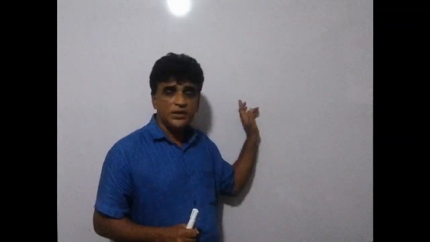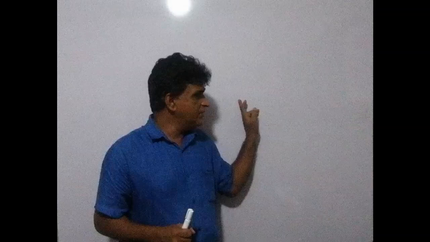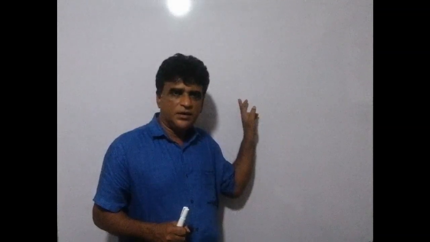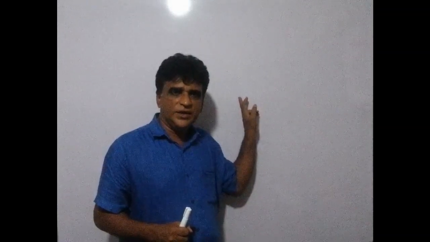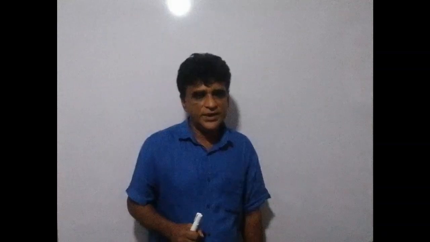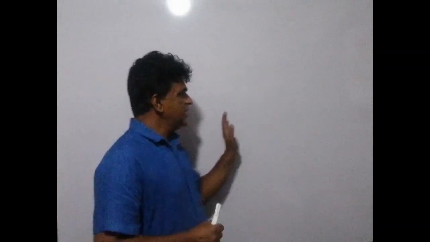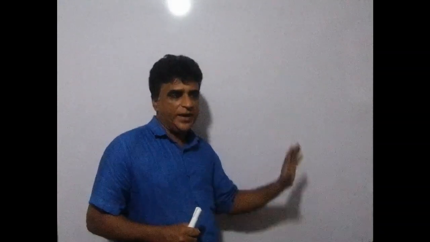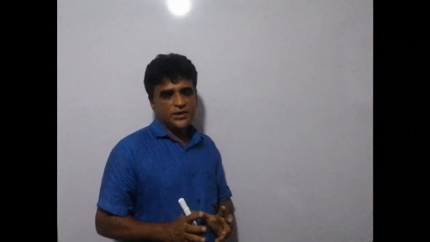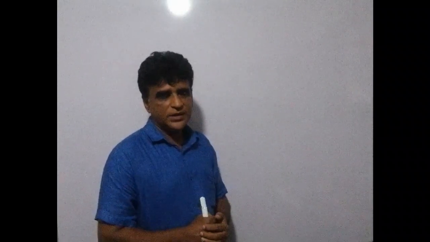J.R. Hicks is a British economist. If you can remember, Hicks is the one who introduced the theory of indifference curve. He is using indifference curve theory to explain this matter, to separate the substitution effect and the income effect. Let me explain this.